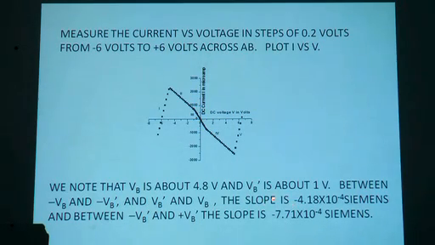The negative slope between minus 5 and minus 1 and plus 5 and plus 1 is minus 4.18 times 10 to the power minus 4 Siemens, and between minus 1 and plus 1 the slope is minus 7.71 times 10 to the power minus 4 Siemens. This is the heart of the Chua circuit, and it is very easy to make with an op-amp, very cheap to make. Now I will disconnect the power supply.